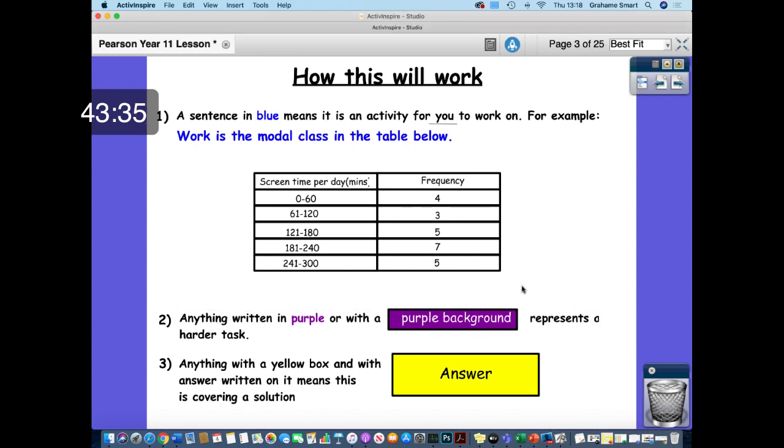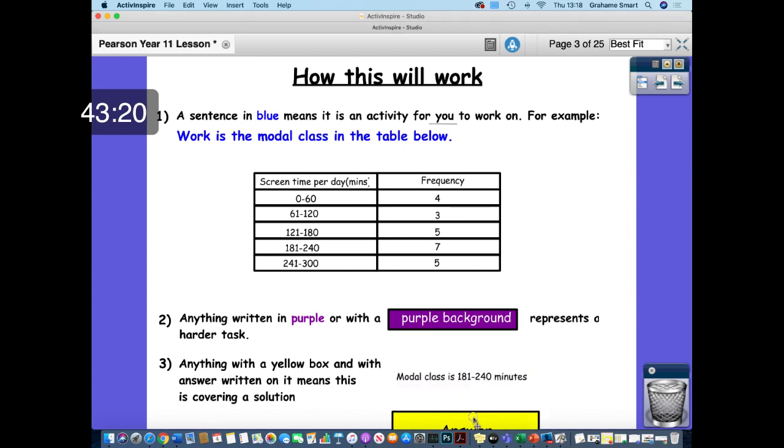I'll be asking you questions where I'm asking you to think about why you might be doing something or why it might be useful for someone to collect this type of information. And finally, anything with a yellow box with answer on top of it is a solution box. And underneath it will be a solution to something. And just to prove it, there you go, there's the first one. Modal class is 181 to 240 minutes.